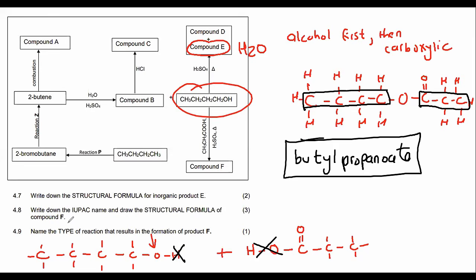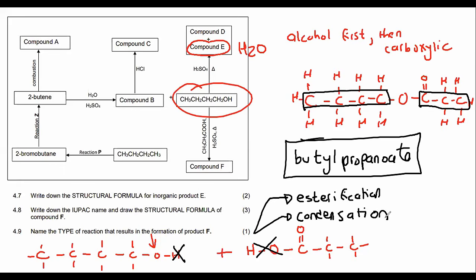Okay, and then the last question, 4.9, name the type of reaction that results in compound F. There are 2 types of names that you are allowed to use. You can say esterification, but you can also say condensation reaction. It's also a condensation reaction. Okay, so any one of those 2 is good enough.